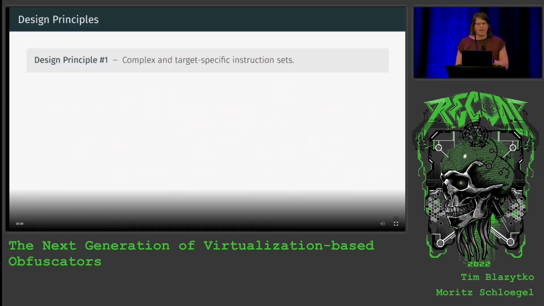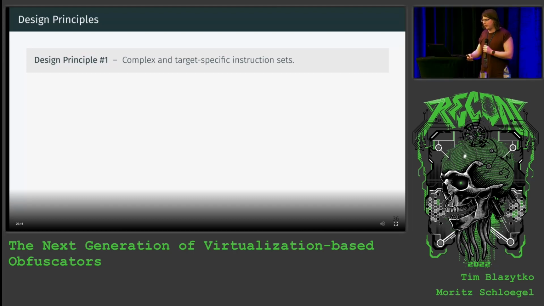The first one is complex and target-specific instruction sets. Instead of having instructions which perform an addition or multiplication, or having a fixed instruction set, like if you look at 10 different VMProtect samples, all of them have the exact same instruction set architecture, we now build instruction set architectures based on the specific input target that we want to obfuscate.